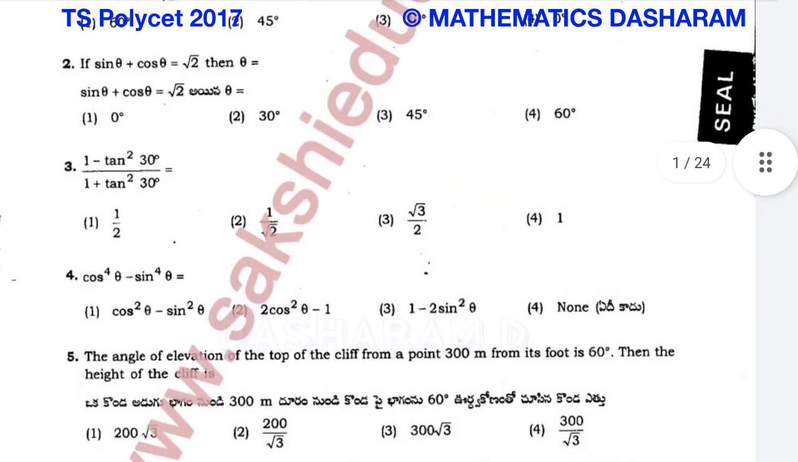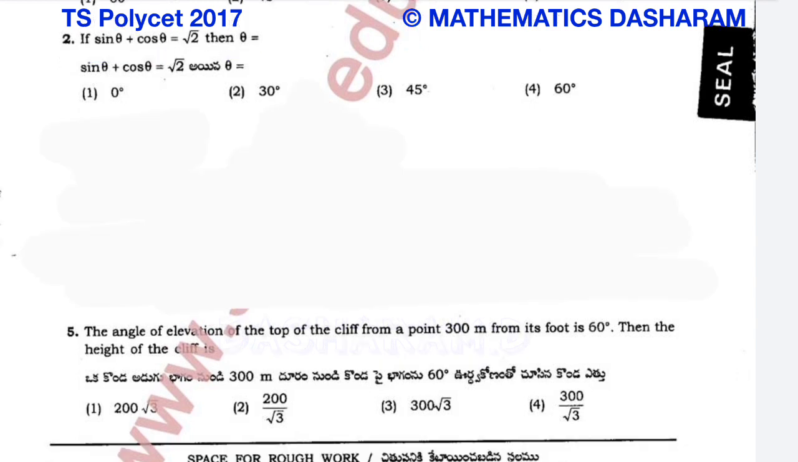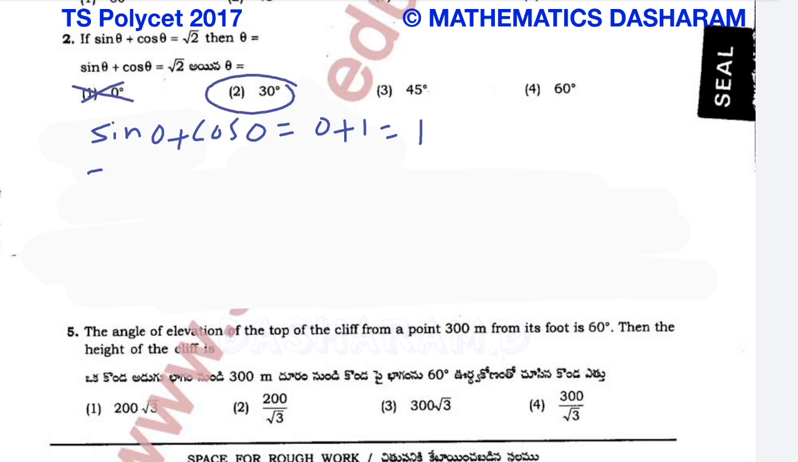Next, second question. If sin theta plus cos theta equals root 2, then what is the theta value? Go through the options. First one, 0 degrees. Substitute the theta value 0 in the given question: sin 0 plus cos 0. Sin 0 is 0, cos 0 is 1. It equals 1. But the given is root 2. So the first option is wrong.